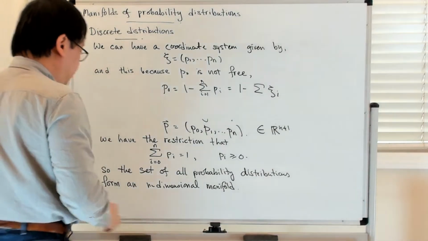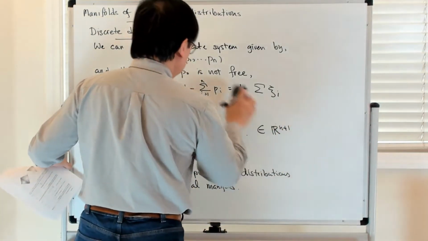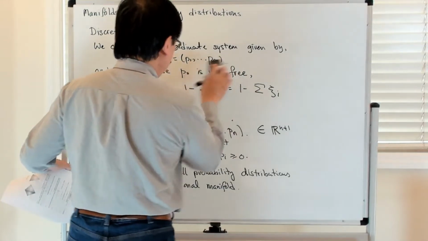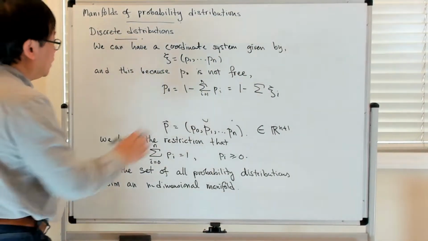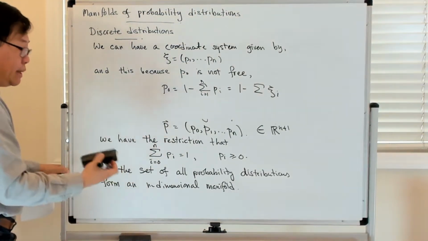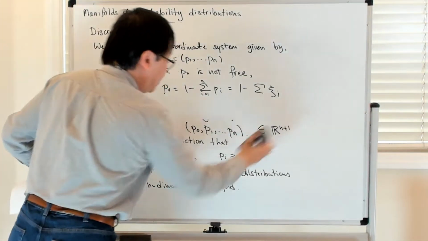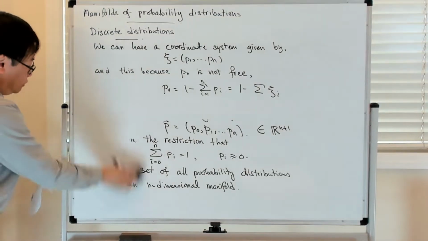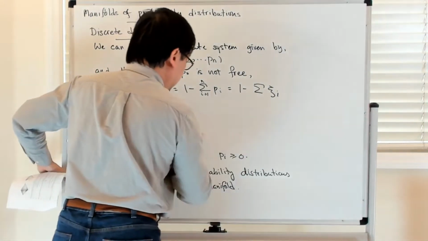Okay, all right, so that all makes sense. And so that has n degrees of freedom. So again, it's an n-dimensional manifold, which is embedded in an n plus 1 dimensional space. Okay?